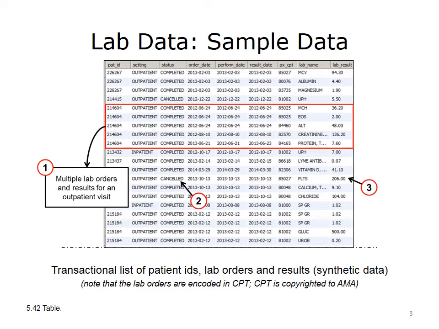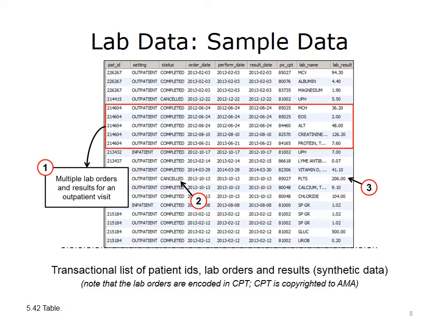This table shows a list of patients and their lab orders and results based on synthetic data. This is a transactional table, meaning that each lab order will create a new row for a patient. Each row includes a unique patient ID, the setting in which the lab test was ordered, status of the lab order, order date, test date, result date, the order's CPT code, lab test name, and the lab result.